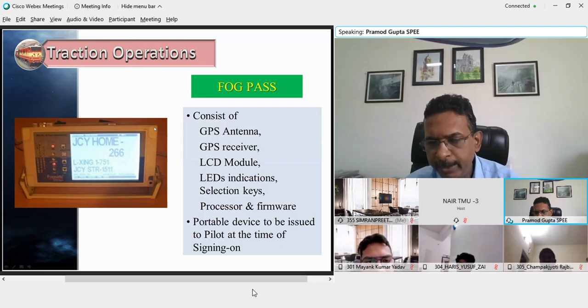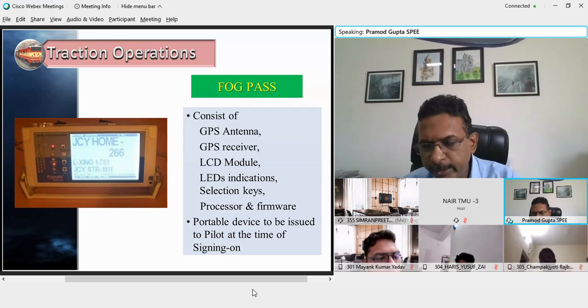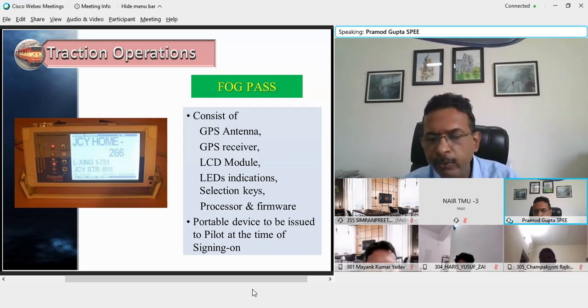It compares the speed of the train and issues a suitable warning to the loco pilot to take the correct action. A portable device is issued to the pilot because the same locomotive may be working in the southern part of the country where there is no fog.